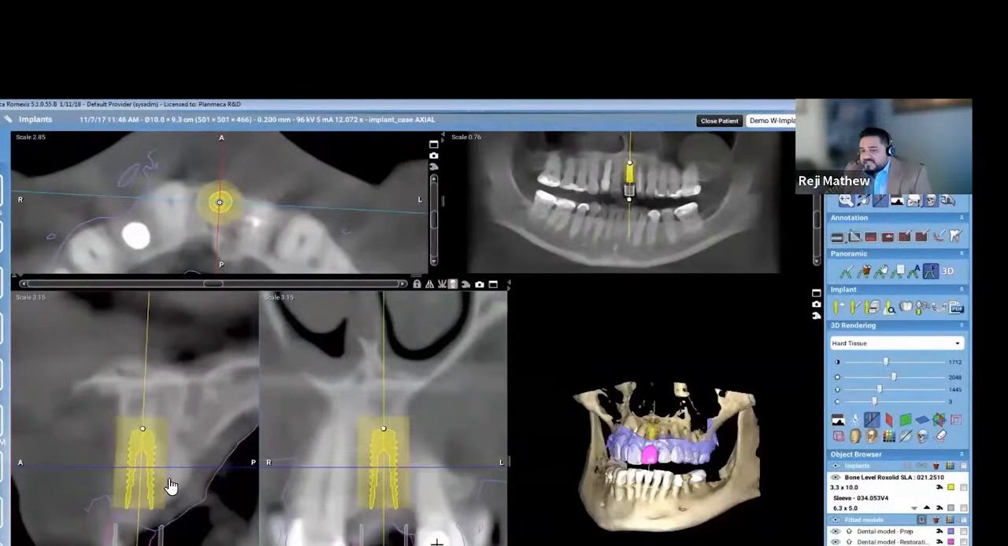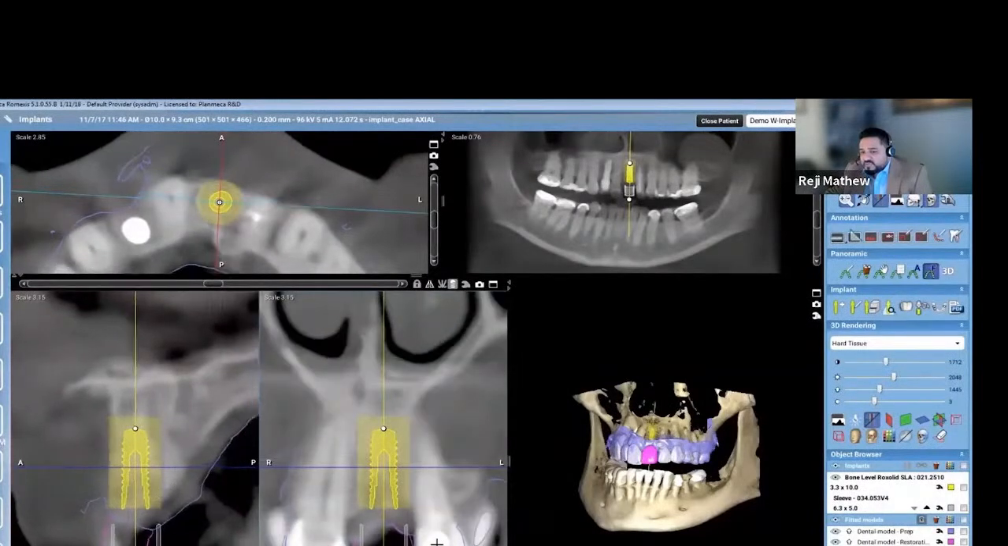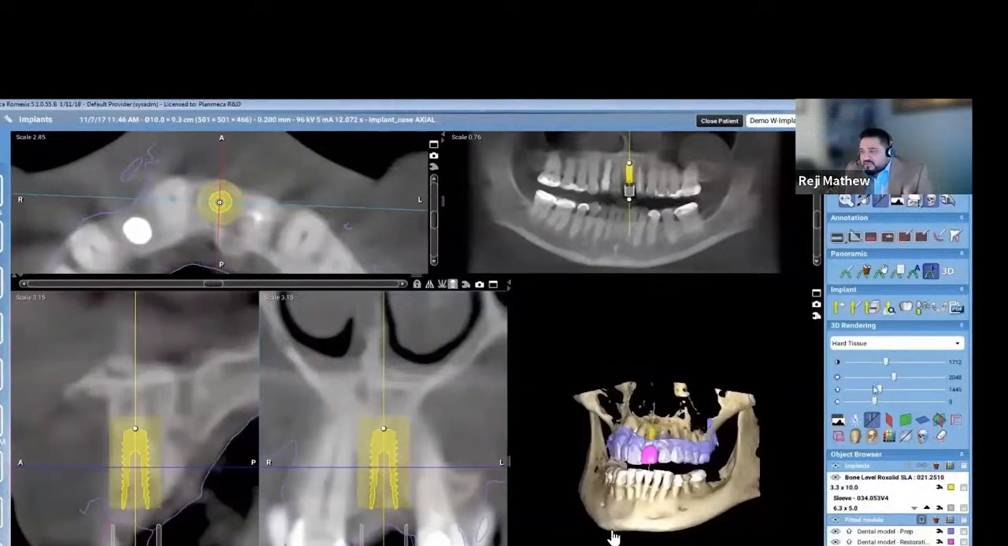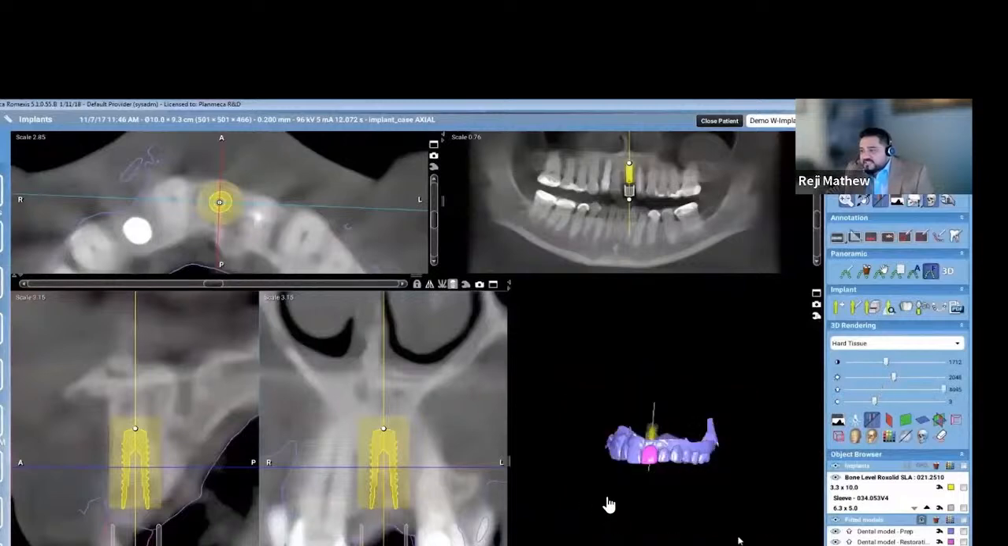yellow is the safe zone. So I'm going to be prosthetically driven. I'm going to put that implant in the right area, looking at the crown, matching things together so that once I have everything together.